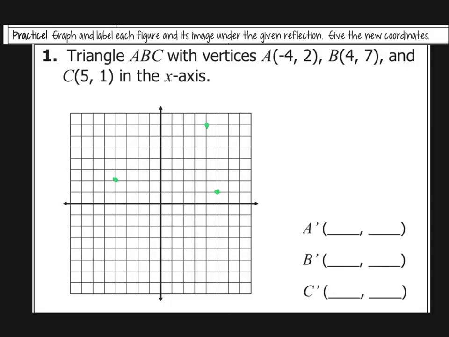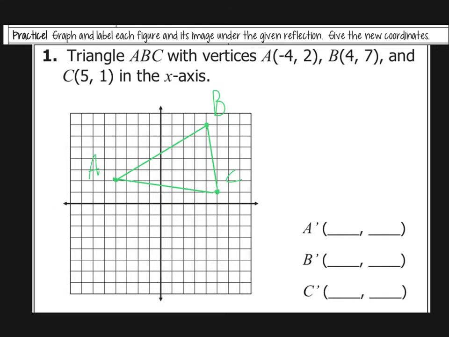For number 1, the instructions talk about a triangle ABC that has vertices at A (-4, 2), point B (4, 7), and C (5, 1). As you'll notice, I've already plotted my points. I've taken those points and labeled my triangle, triangle ABC, and now we're going to reflect this across the x-axis.